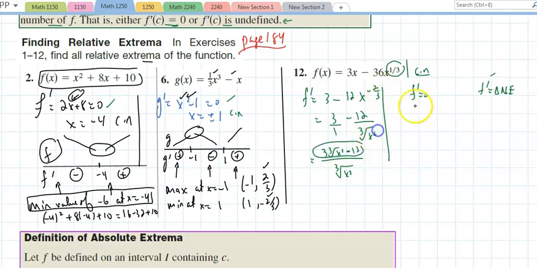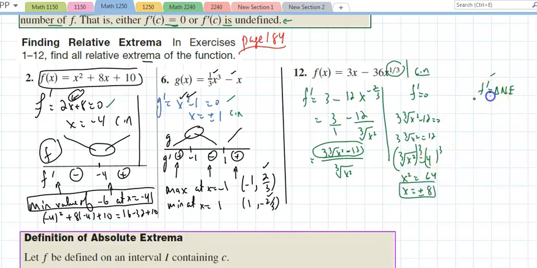Where does the top equal 0? 3 times the cube root of x squared minus 12 equals 0. When 3 times the cube root of x squared equals 12. If I divide by 3 both sides, I get a 4. And if I cube both sides, I'll get x squared to equal, that would be 64. So x would be plus or minus 8.